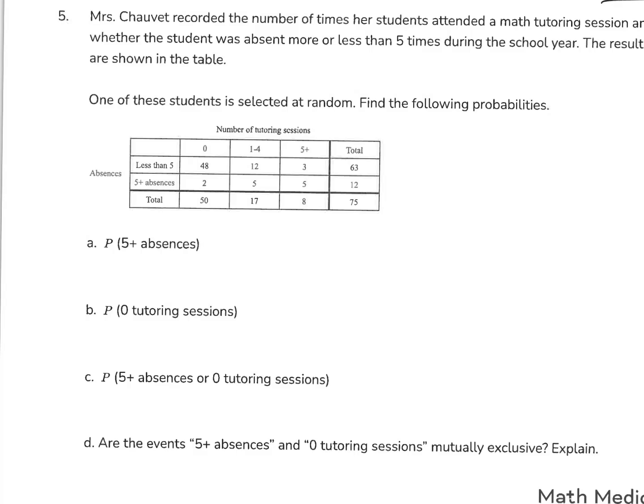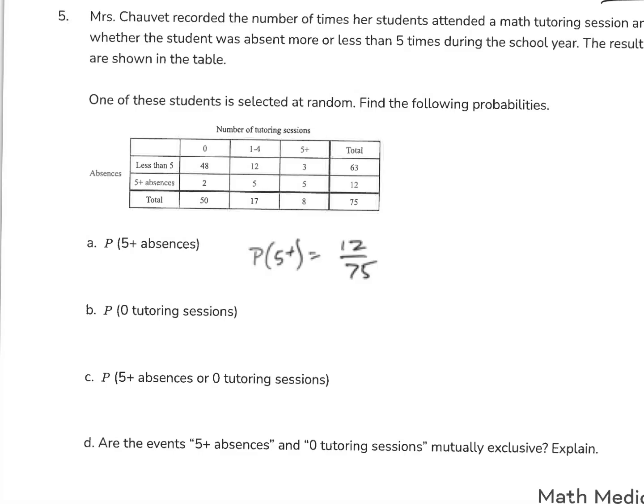Probability of 5 plus absences. So I'm going to go to absences here and I'm going to look at 5 plus absences. I'm going to look at the total number of 5 plus absences. That's 12 out of the total number of people, which is 75. So the probability of 5 plus absences is equal to 12 out of 75.